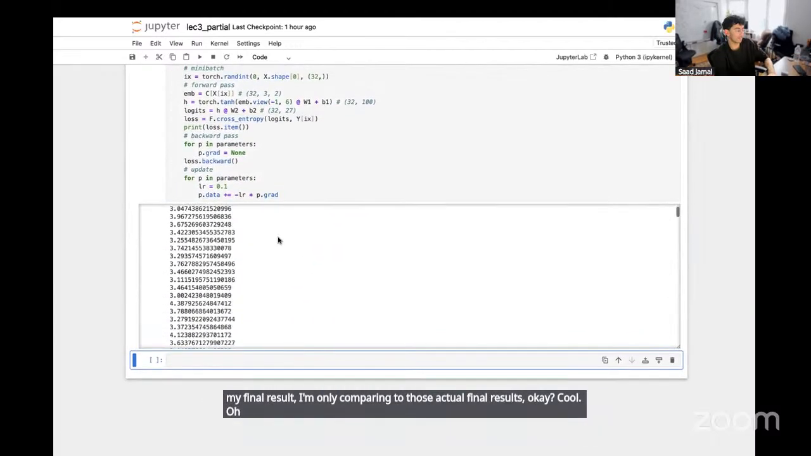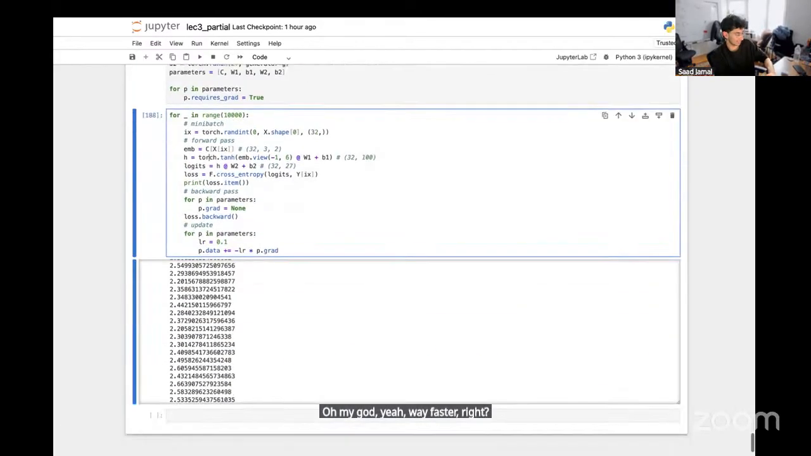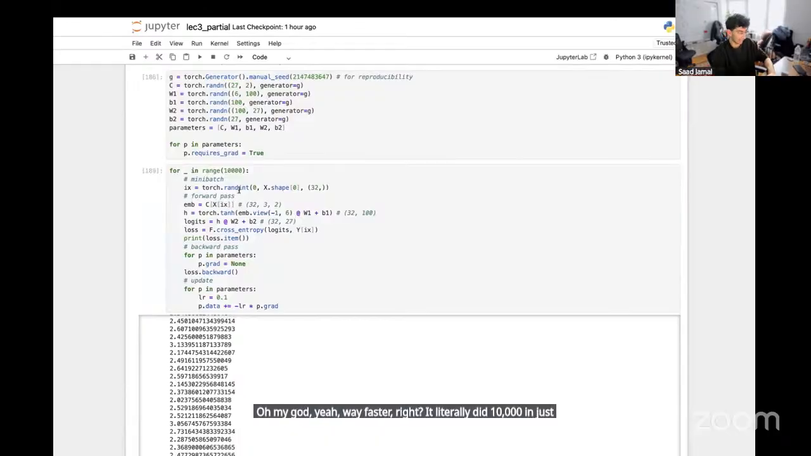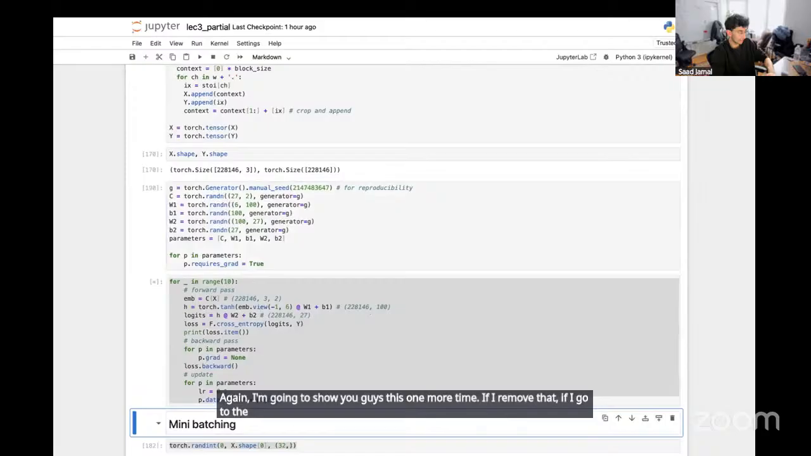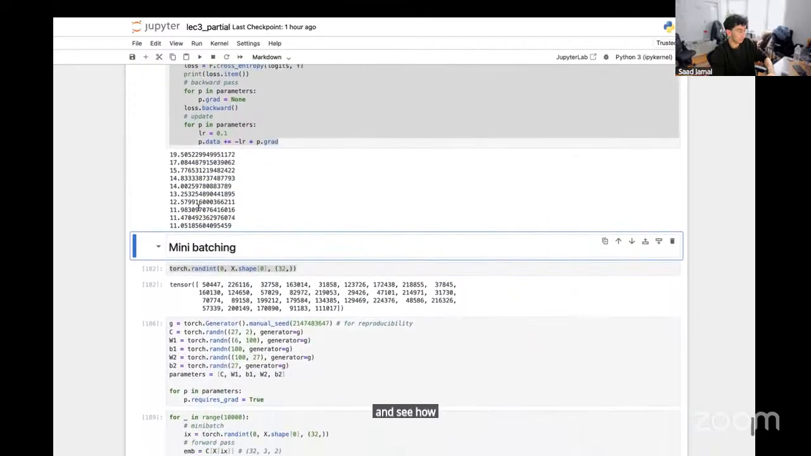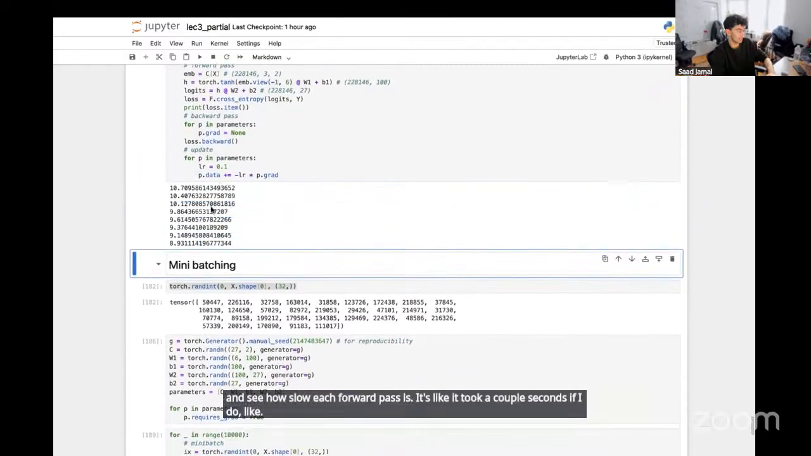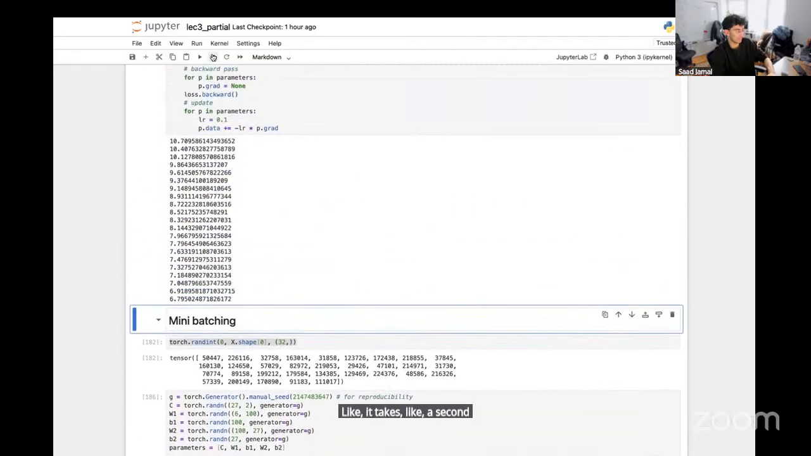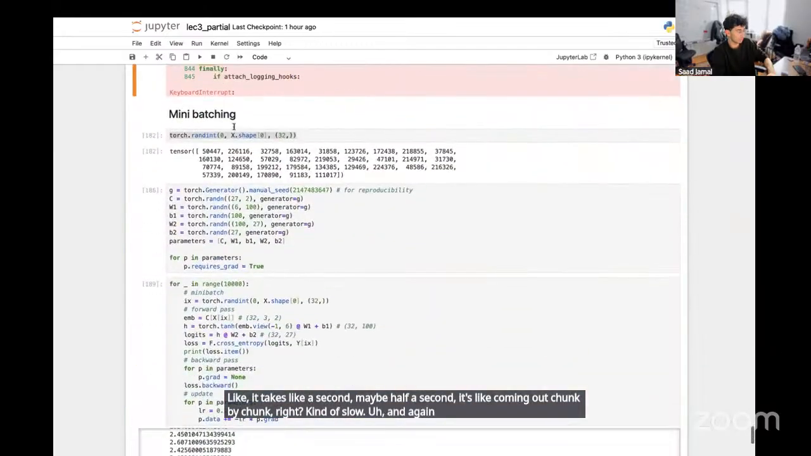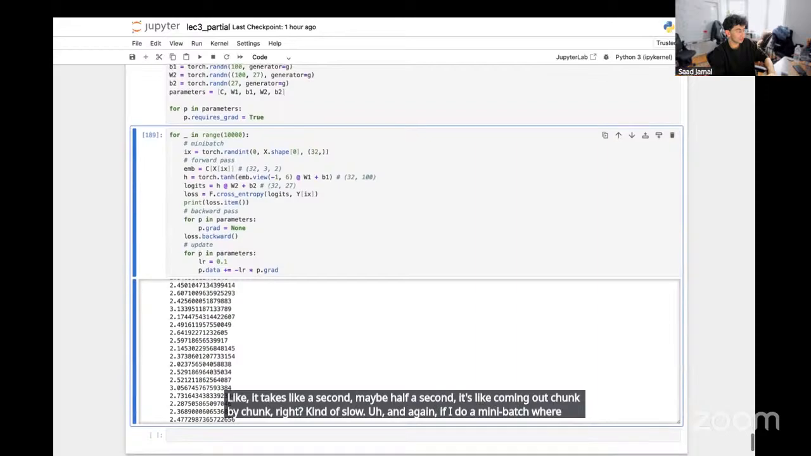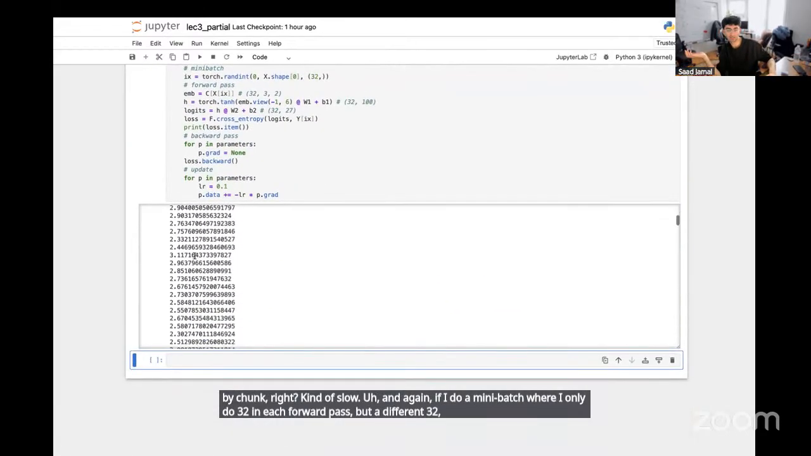Oh yeah, there we go. See how fast that was? It was instant. Oh my God. Yeah, way faster, right? It literally did 10,000 in just a second. Again, I'm going to show you guys this one more time. If I remove that, if I go to the old code and see how slow each forward pass is, it took a couple seconds. If I do like 100 of these, it takes like a second, maybe half a second. It's like coming out chunk by chunk, right? Kind of slow. And again, if I do a mini batch where I only do 32 in each forward pass, but a different 32, it's literally instant, right?